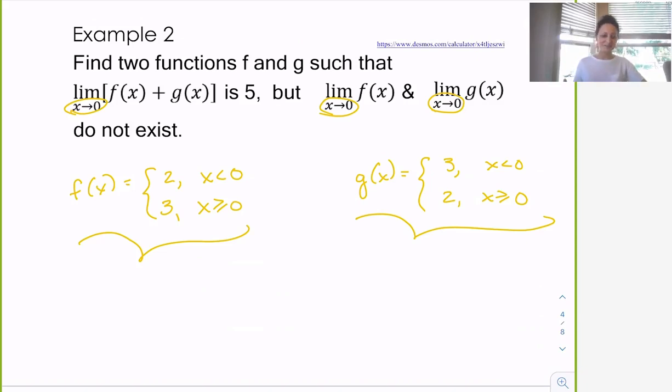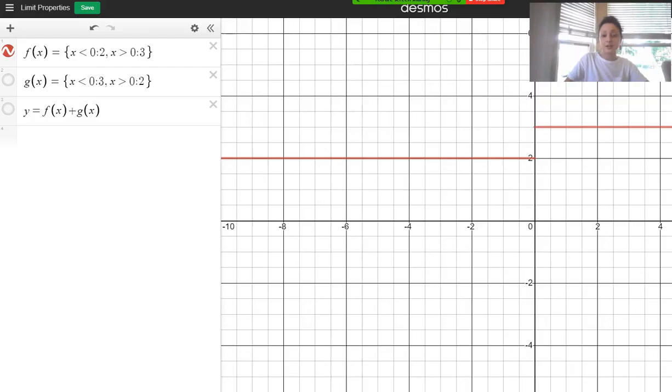Let's take a look at the graph. All right, so on the screen, I've got the graph of f. So you can see that my y values are 2 for all x's less than 0 and 3 for all x's greater than or equal to 0. Now let's show the graph of g. So that's going to look like the opposite of that, right? So here's f and g together, graphed on the same axes. Now here's f plus g.